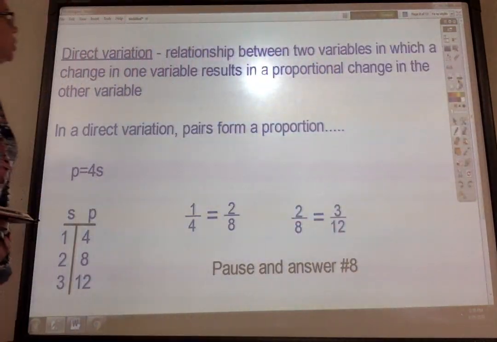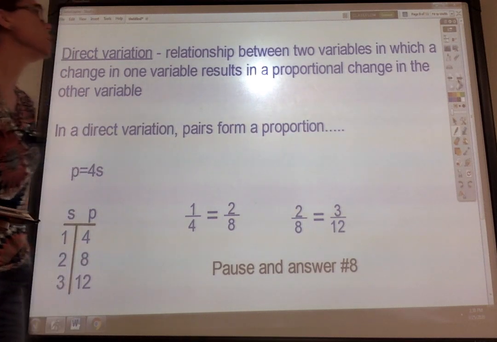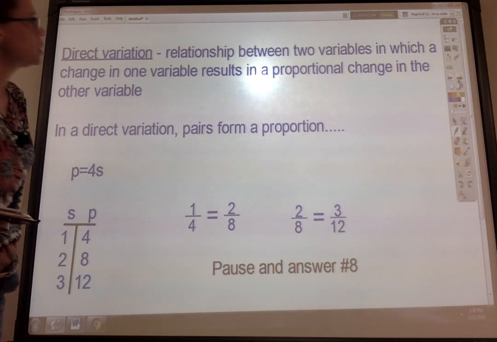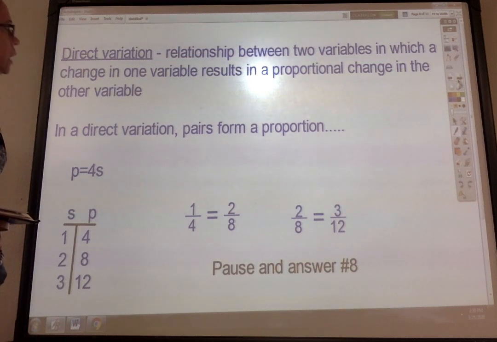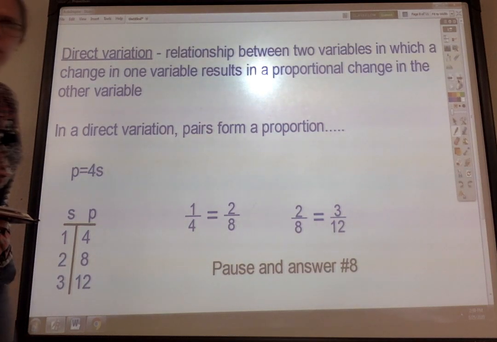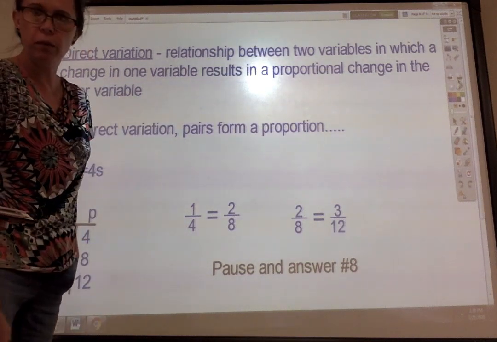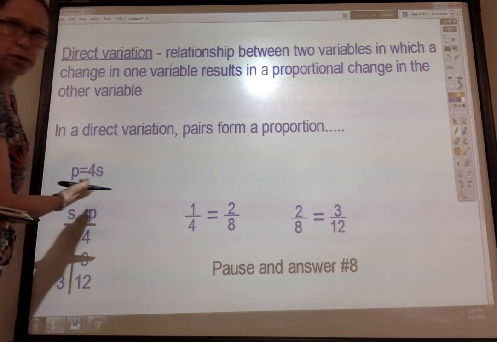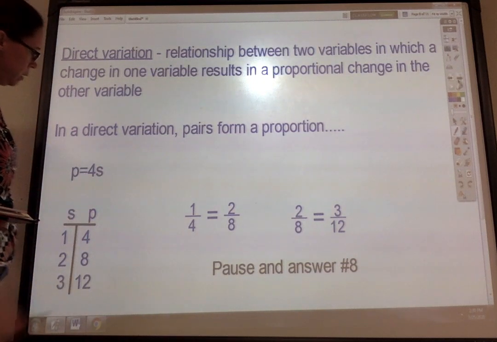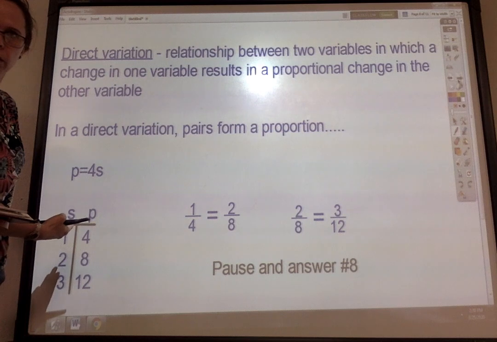Okay, go ahead and get this information in your notes about direct variation. A direct variation. These are the relationships that we've been talking about so far today. These were all direct variations. A direct variation is a relationship between two variables in which a change in one of the variables results in a proportional change in the other variable. Now that's a lot of words, okay? But basically it's talking about the relationships that we've been looking at so far, like perimeter of a square, okay? If I know my side length and I multiply it times 4, I'm going to get the perimeter, okay?